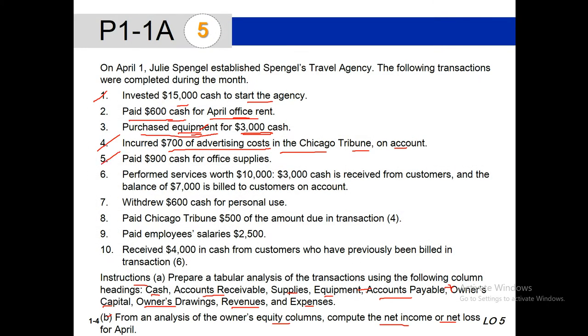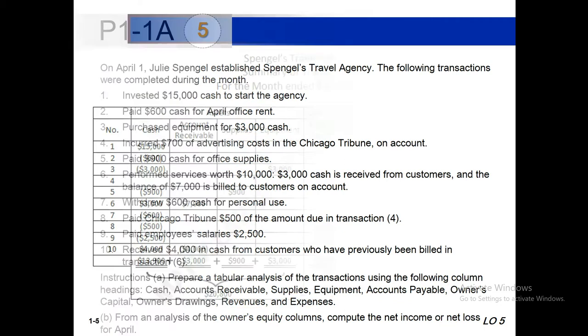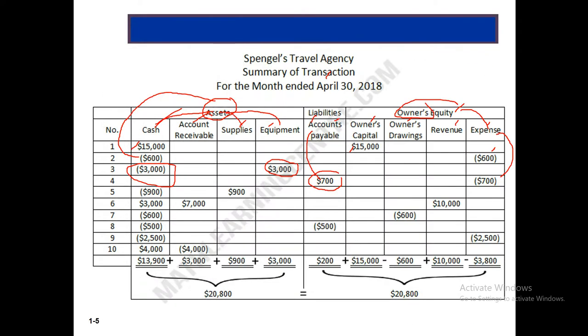Now paid $900 cash for office supplies. Paid, that means our asset cash will be decreased, and office supplies, this is an asset, will be increased. So our office supplies asset will be increased and the cash will be decreased, the 900.